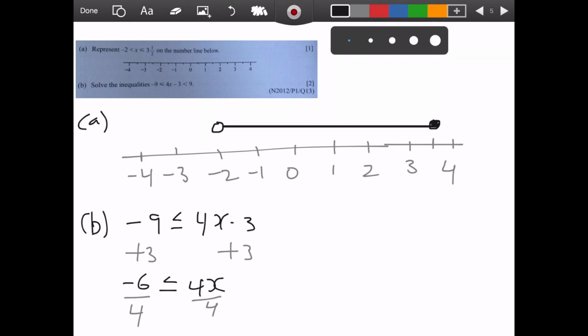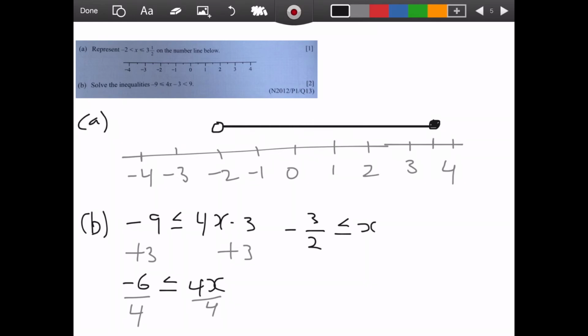And what you get is that minus 3 over 2 less than or equal to x, right? Okay, so this is one of the inequalities.